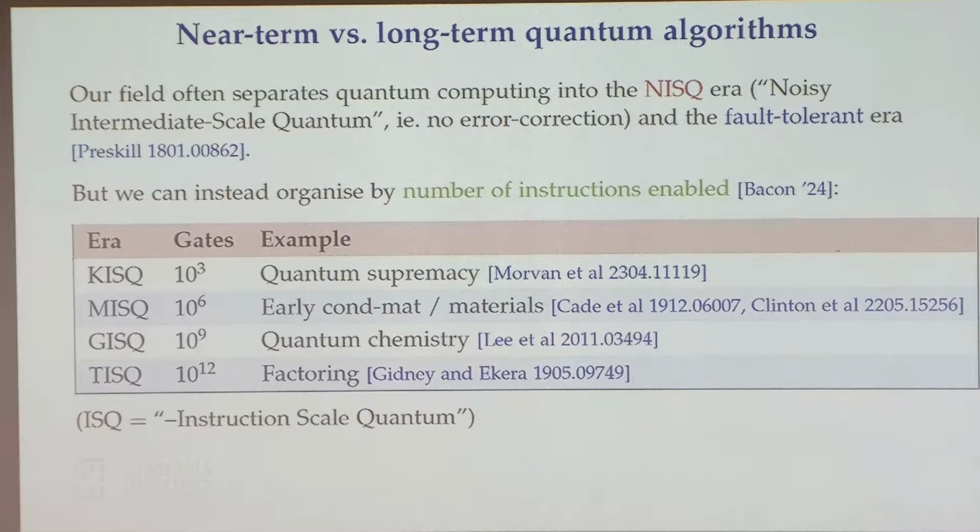And Dave suggested this nice taxonomy of KISK, MISK, GISK, and TISK, where now the ISK stands for instruction scale quantum rather than intermediate scale quantum. Basically, we're organizing by the number of gates, the number of operations that are needed to execute these algorithms. And there's a couple of things I like about this. Firstly, it is more fine-grained than just saying near-term or long-term.